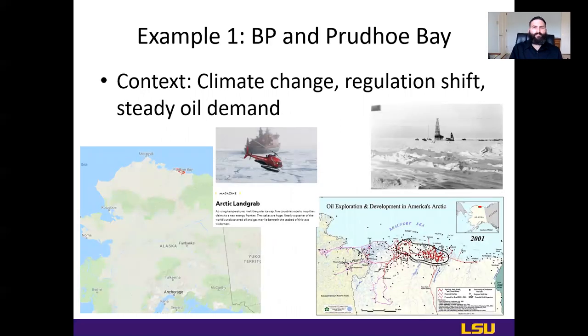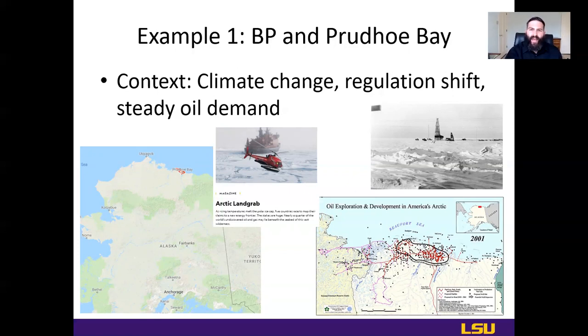First one is British Petroleum and Prudhoe Bay. So Prudhoe Bay, for those of you that don't know, is right on the very, very tip of Alaska. It's essentially the frontier of Alaska, where all the Arctic sea drilling is really based out of. Okay. So what's the context?